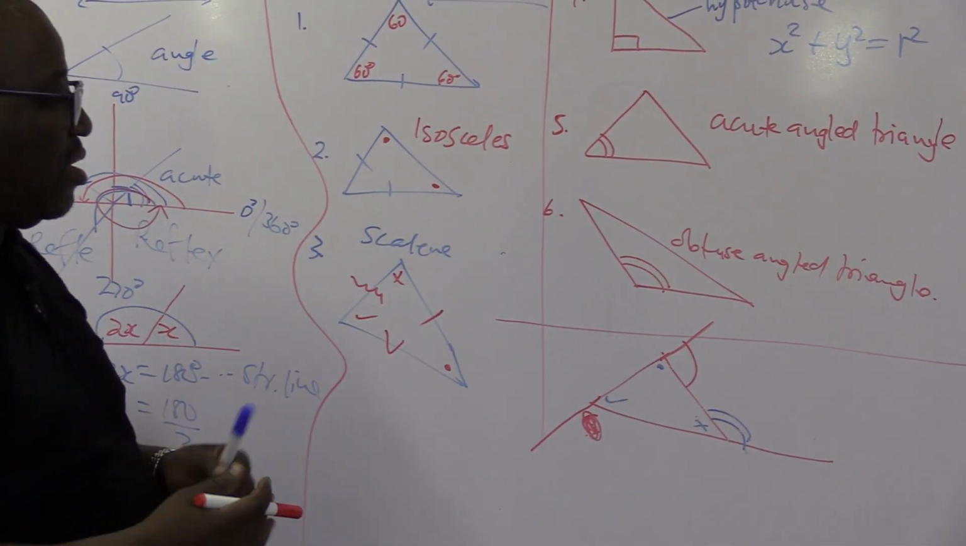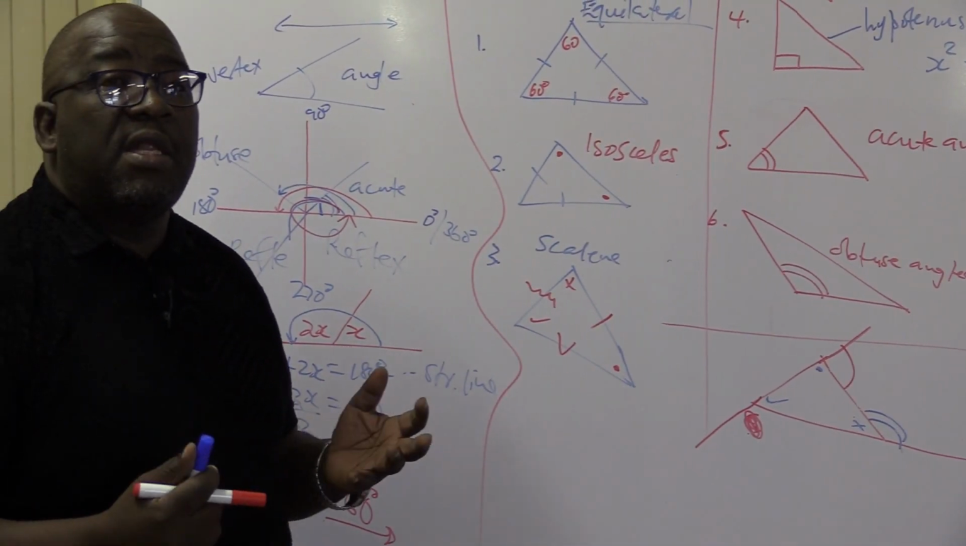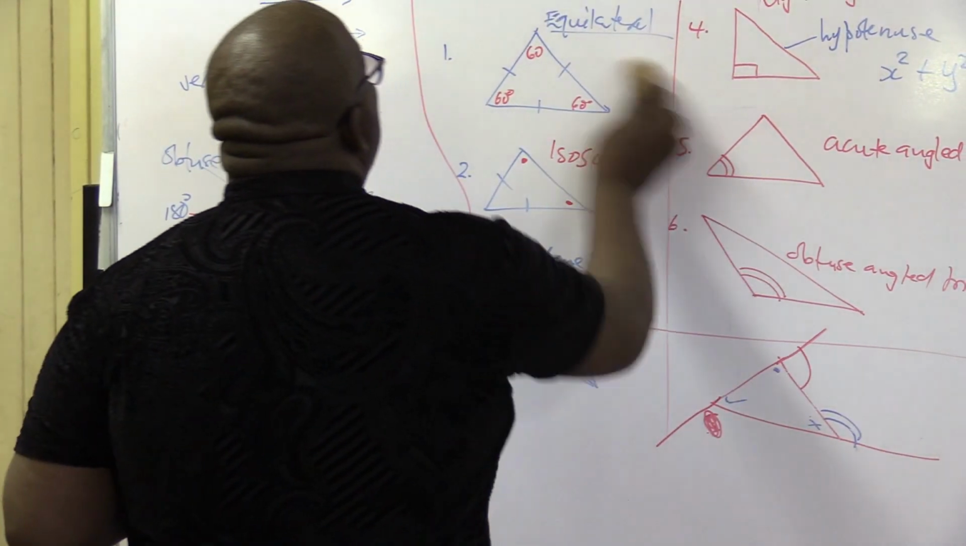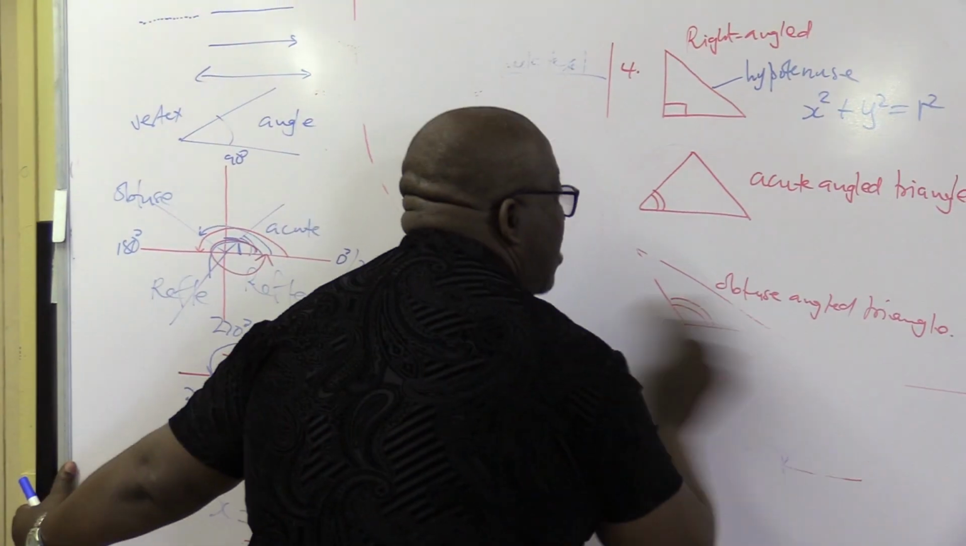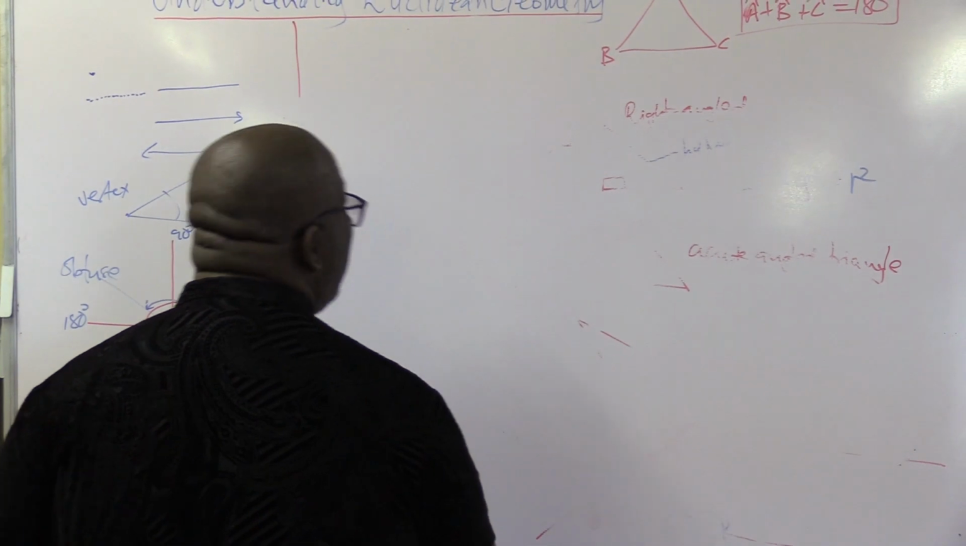Now, there are so many other theorems that have to do with triangles. I've just spoken about the exterior angle. Let's talk about the concept of congruency. It comes in triangles as well. We're still on triangles. There's another concept called congruency. What do you mean by congruent?